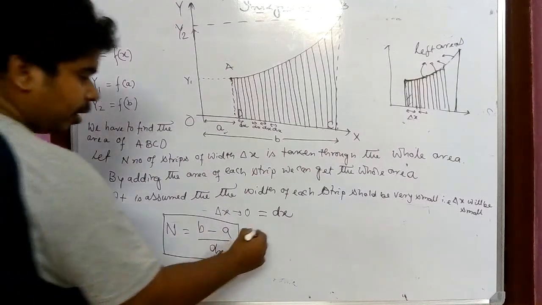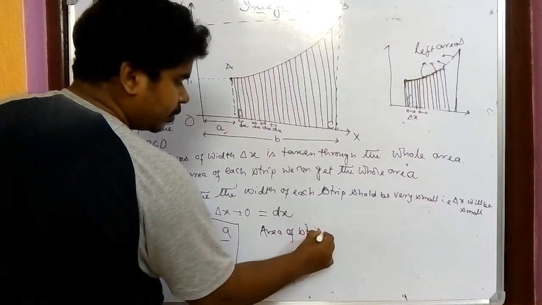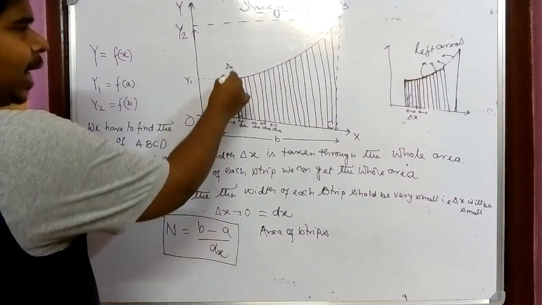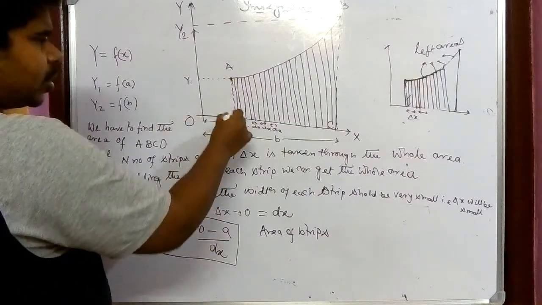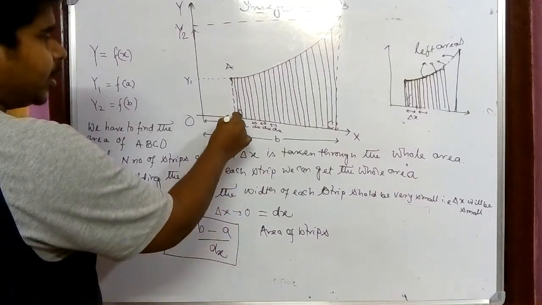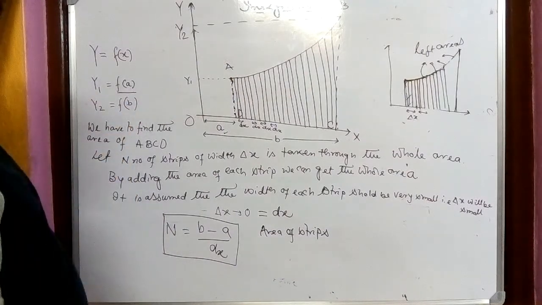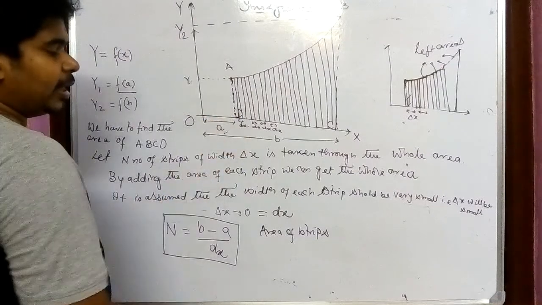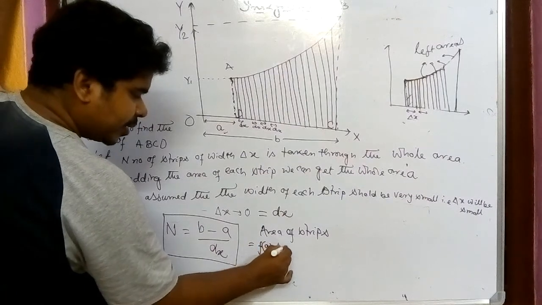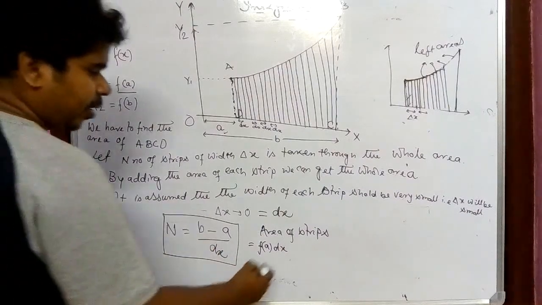So if I write area of stripe, what will the first area be? You see it's almost a rectangle. The first one is at A. At a distance of A, this length is y1, and y1 is known as f(a), and the width is delta x. So the first area will be f(a) into dx, plus the next area.